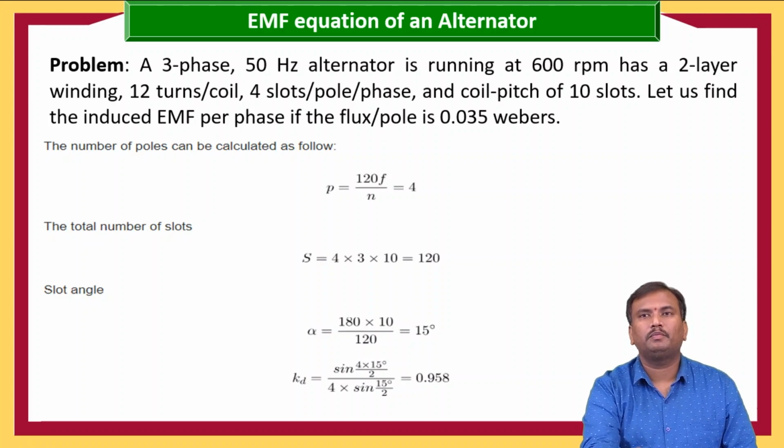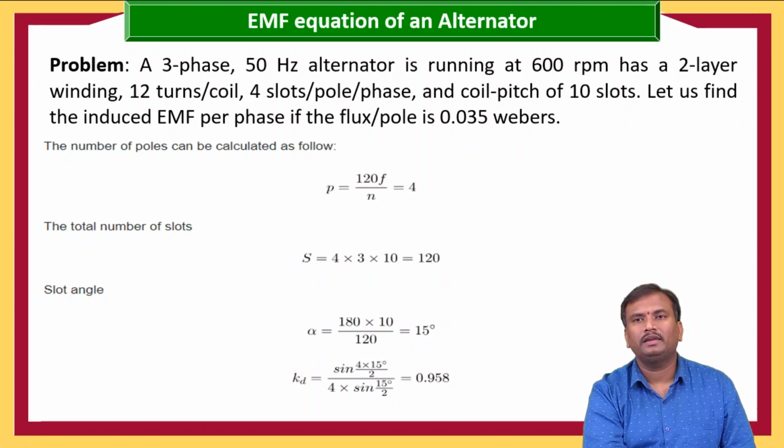Here the number of poles is equal to 120 F by N. Here the number of poles we got as 4. And number of slots is equal to 4 into 3 into 10, that is 4 slots per pole per phase, 4 into 3 into 10, which is equal to 120. Each coil pitch has 10 slots. So alpha is equal to 180 by 10, that is 180 into 10 by 120, which is 15 degrees.